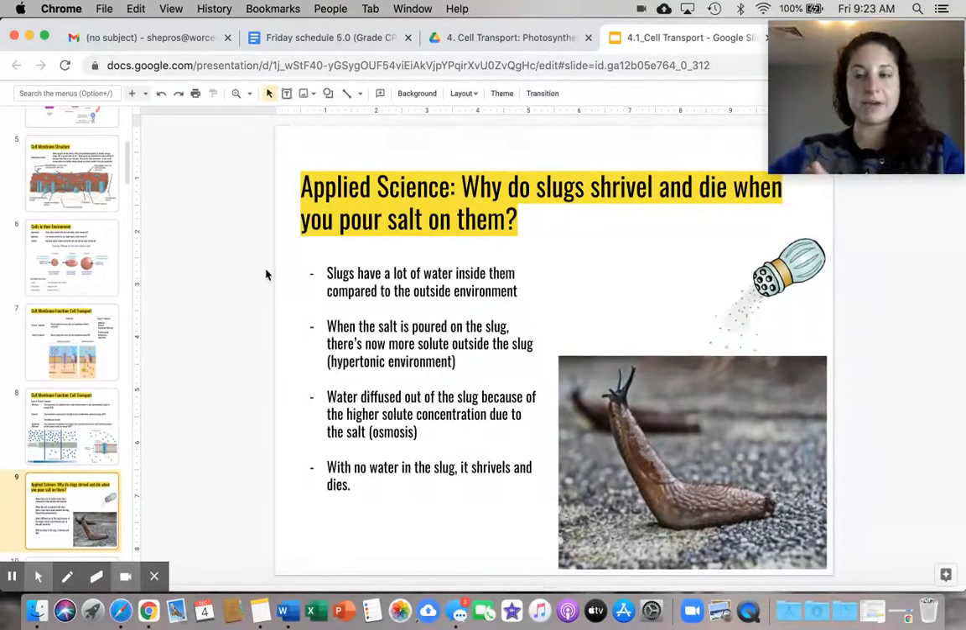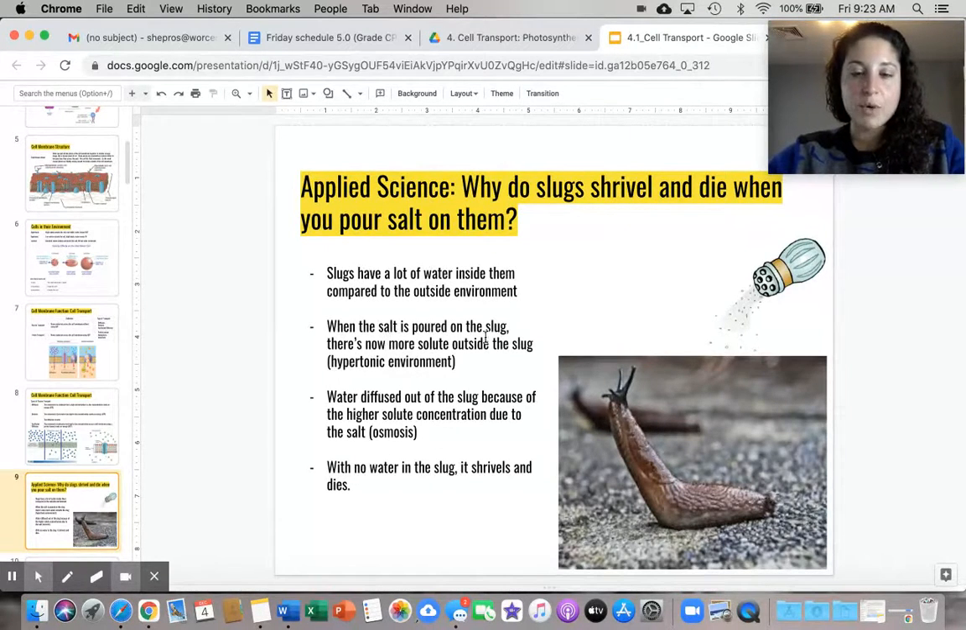So let's think about this in terms of diffusion, right? Slugs have a lot of water inside of them compared to the outside environment. So they are sitting in a hypotonic environment. There's more solute outside, there's more salt, air, all that stuff. There's more solute outside of the slug than there is inside of the slug. There's a lot of water inside the slug.